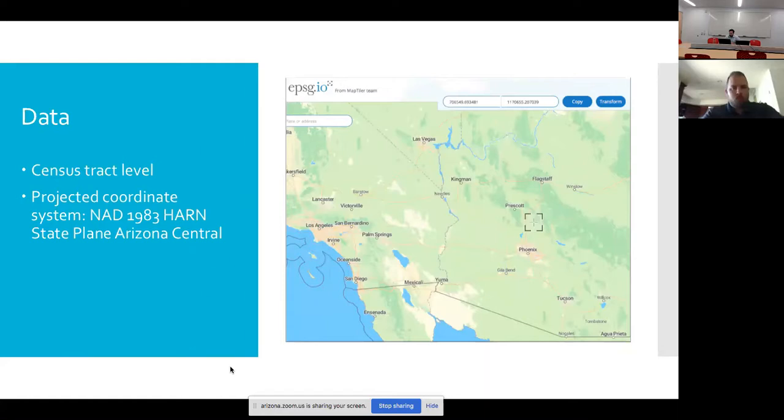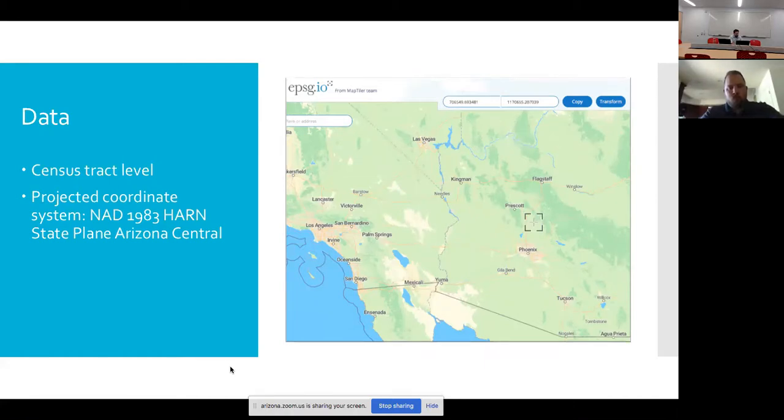So these were the specifications for the data that I collected. I wanted it at the census tract level. And the reason for that was because of data availability. So my number one priority was to get SNAP data from the Arizona Department of Economic Security, and they had it at the zip code level and the census tract level.